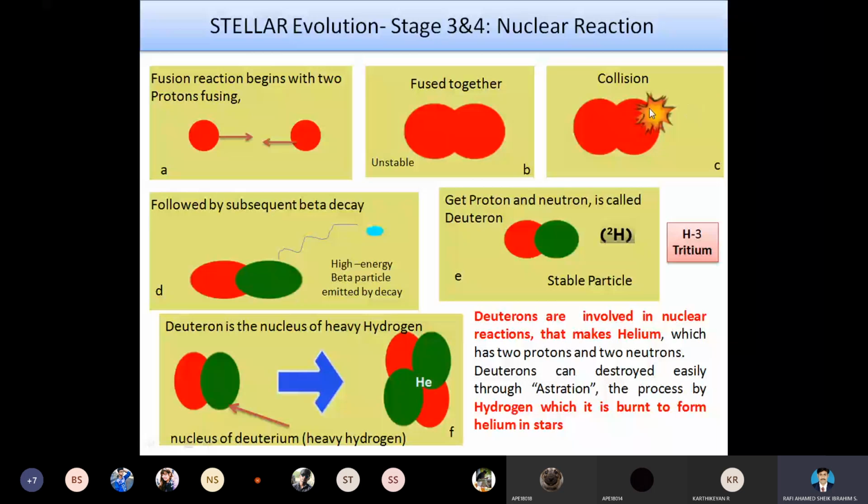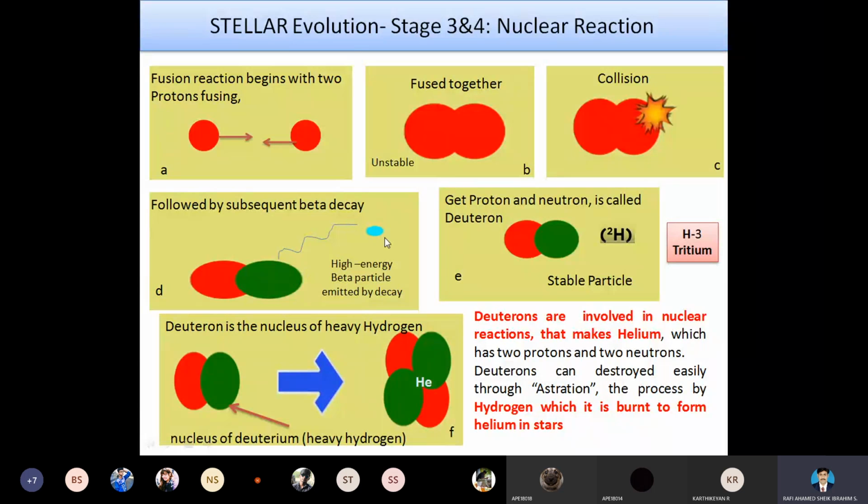So from this slide, we can follow the sequence of the beta decay. Beta decay is nothing but radioactive decay. This radioactive decay is when an unstable atomic nucleus loses energy by radiation. So this is an unstable nucleus, and this is also an unstable nucleus. These unstable nuclei collide with each other. Once the shock wave takes place, followed by the subsequent beta decay, we are radiating high energy. A high energy, high speed electron or positron is emitted by this radiation.